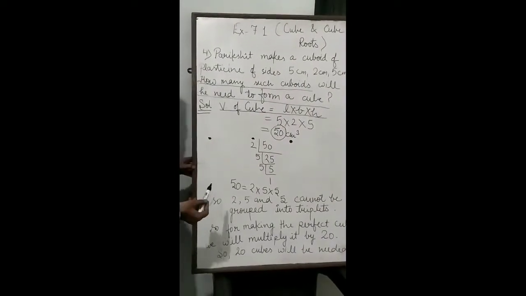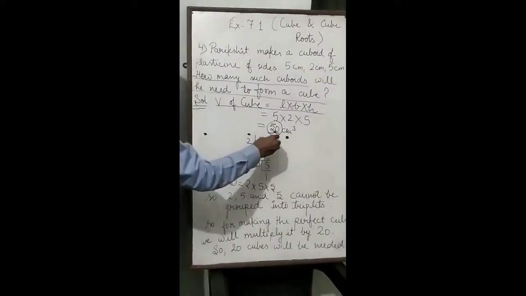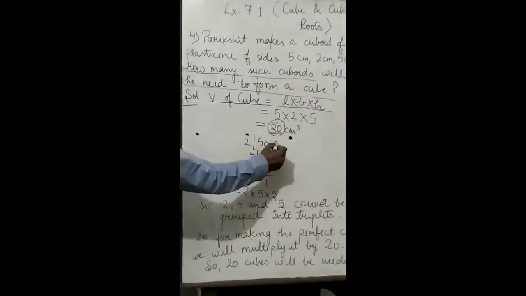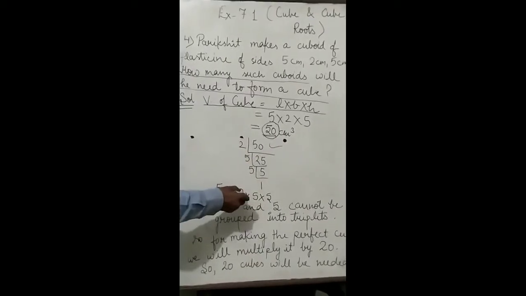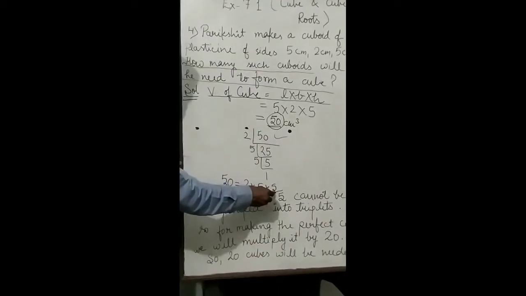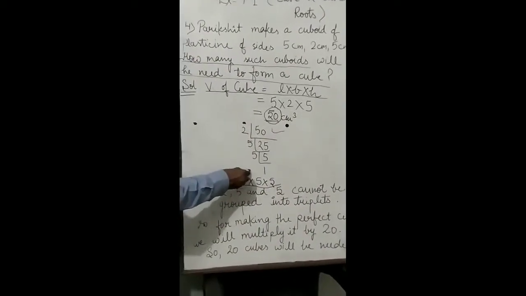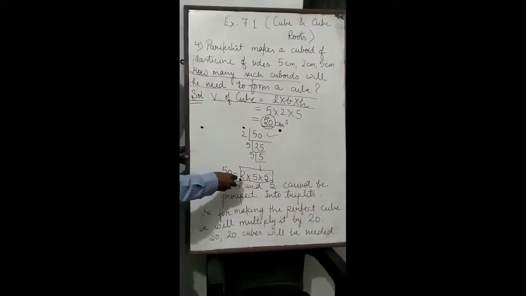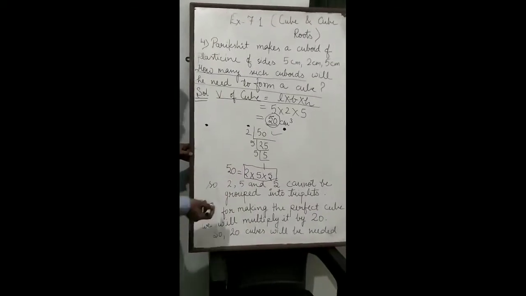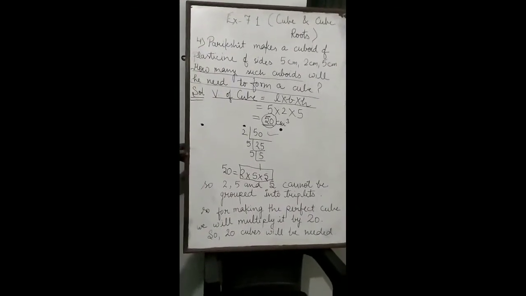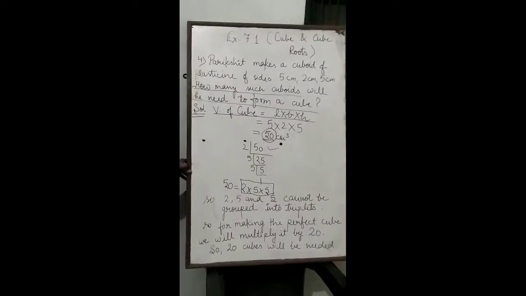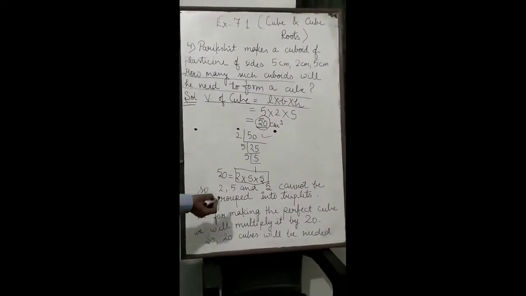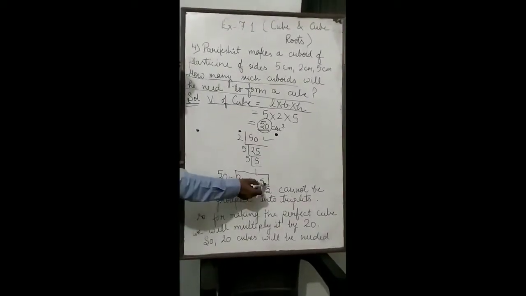Let's see the rest of this sum. Now you can see the volume's value is 50. So we have to find the factors of 50 here. Its factors will be 2 multiply 5 multiply 5. Now students, you can see this is not in triplet form. Means ये groups complete नहीं हैं. Because in a perfect cube all the groups will be completed. Then we can say it is a perfect cube, but here you can see the groups are not completed.